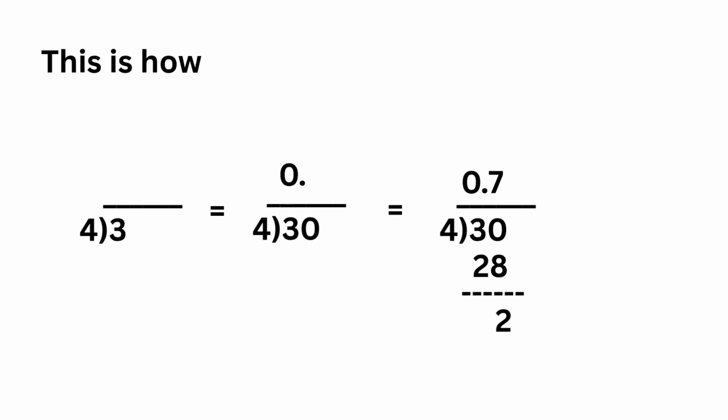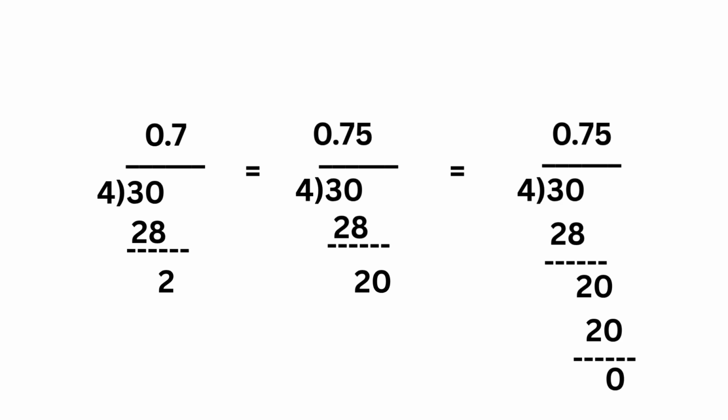Can you see that? So we have 0.7 at the top there. So 7 times 4 gives you 28. So you write 28 under 30 there. So 30 minus 28 gives you 2. We are not done yet. So 30 minus 28, as we were saying, is 2.